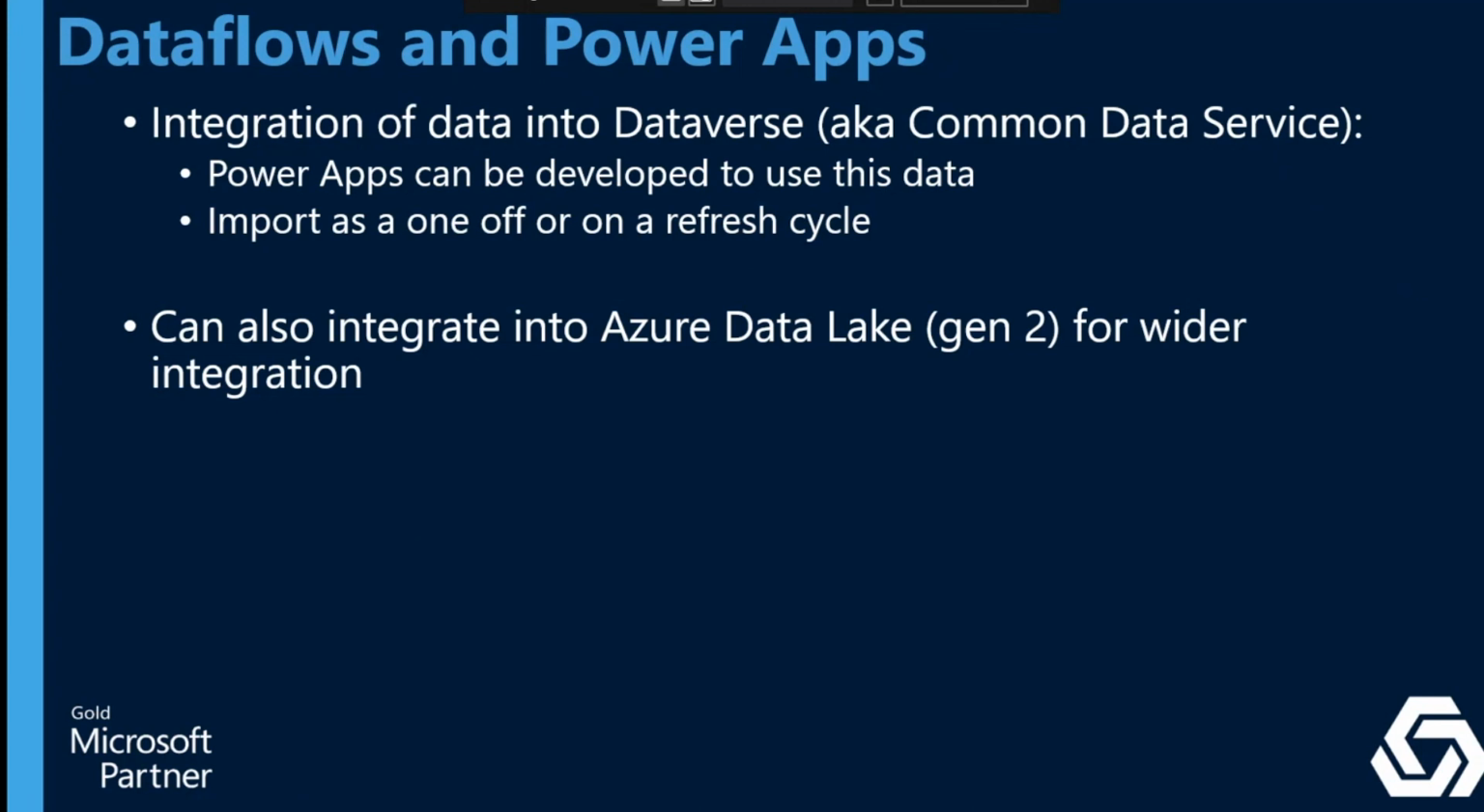Now, as I said before, we can do this as a bit of a one-off if we just needed to get some data into Dataverse as a starting point, so maybe some form of data migration or something like that. You can use a data flow to do that. So that's certainly one aspect. But the more typical use case is where you want to refresh that data. You want to keep it up to date with your source data that you maintain elsewhere. So you can develop and define refresh cycles on the back of that.